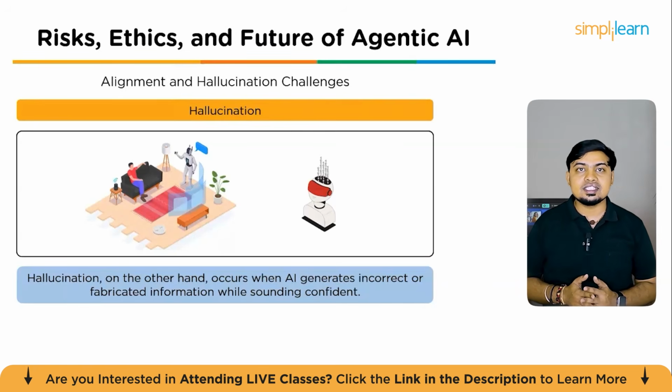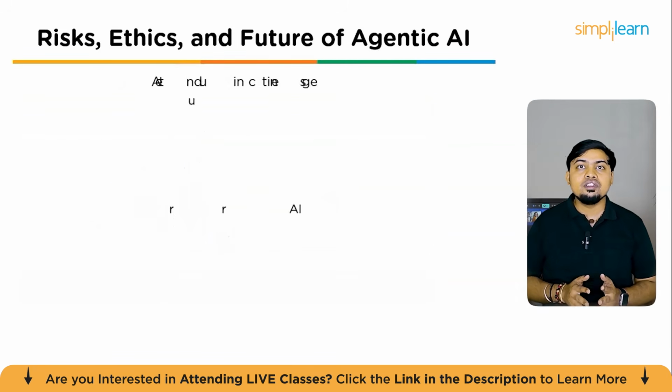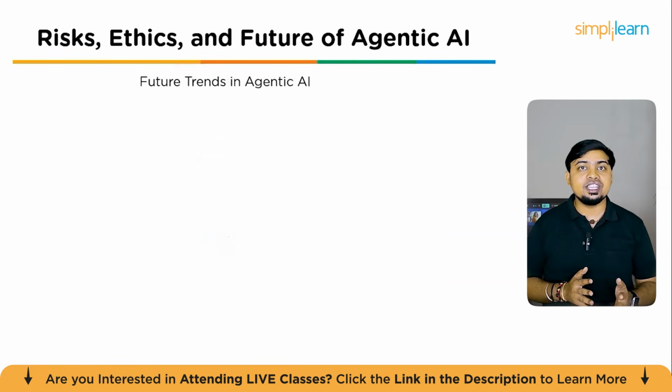To reduce these risks, developers often implement validation steps, tool-based verification, feedback loops, and human-in-the-loop checkpoints. Reliability is not optional, it is essential for real-world adoption. Now, let's go through future trends in agentic AI.